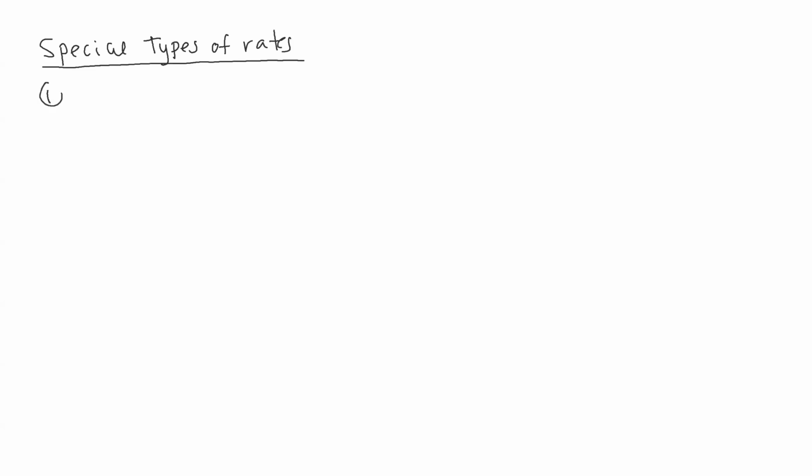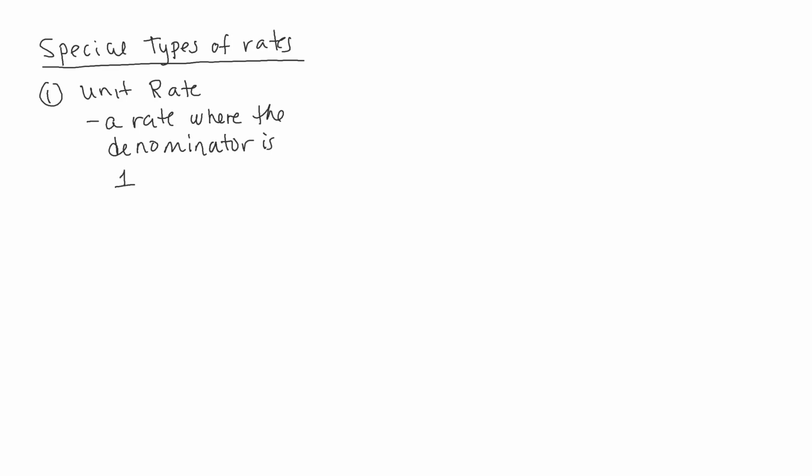The first special type of rate is called a unit rate. And the second special type of rate is called a unit price. All right. So I'm going to split that up a little bit and we'll look at them side by side. Okay. So a unit rate is a rate where the denominator is exactly 1.